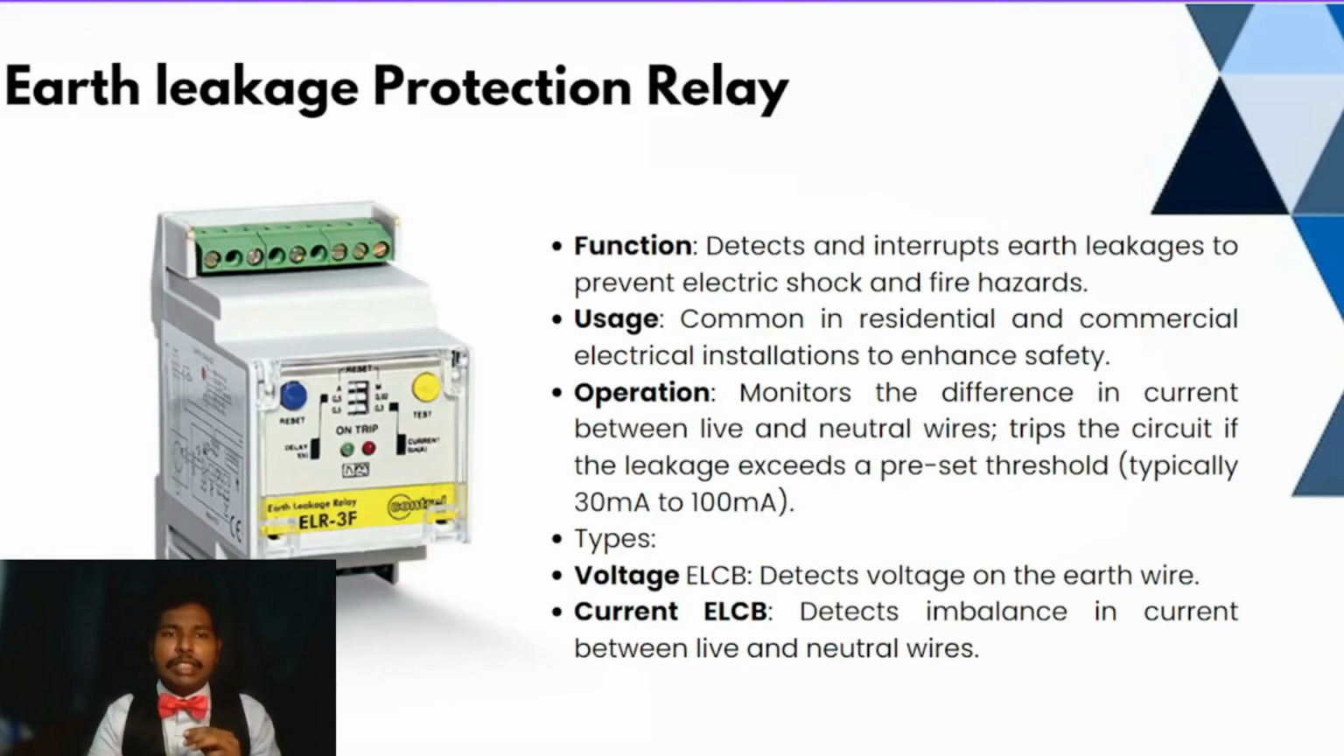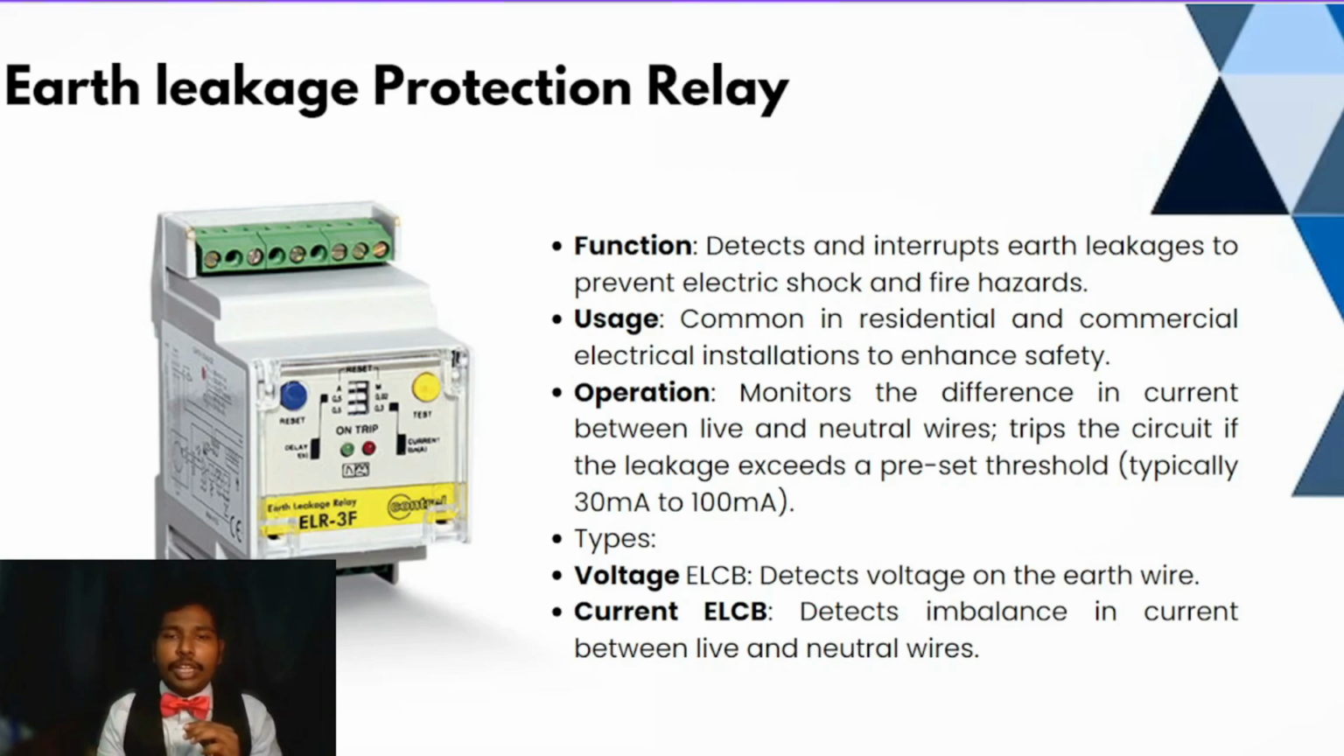Next comes the ELPR, or the earth leakage protection relay. Its function is to detect and interrupt earth leakages to prevent electrical shock and fire hazards. Its usage is common in residential and commercial buildings. In its operation, it monitors the difference in current between live and neutral wires and trips the circuit if the leakage exceeds the preset threshold values of current.